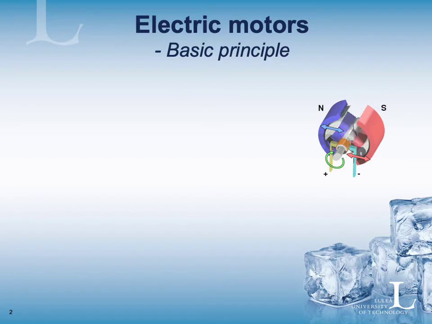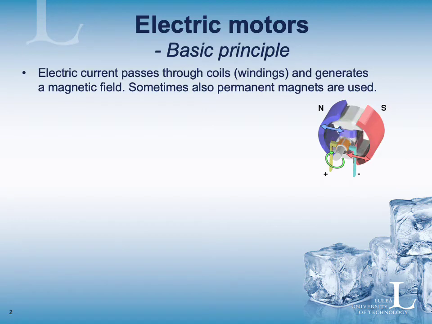So if you look at the electric motor and the basic principle of how it works, we always have some kind of coils, which you normally call windings when you talk about electric motors, and this generates magnetic fields. In some motors you combine these windings with permanent magnets as well, but that's not always the case.